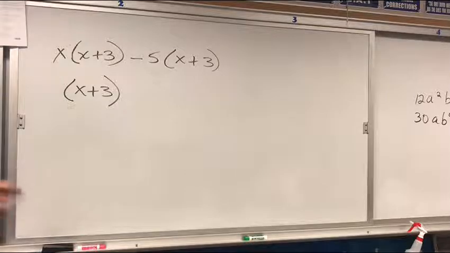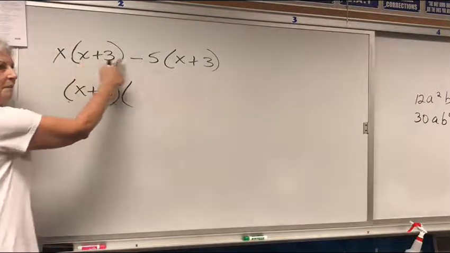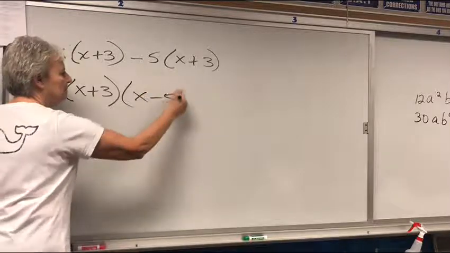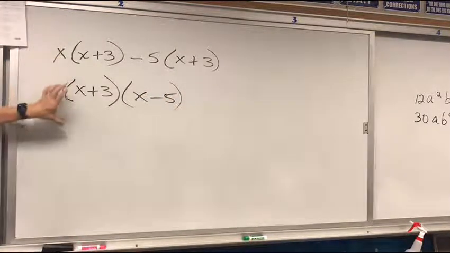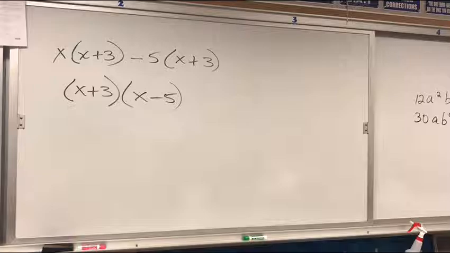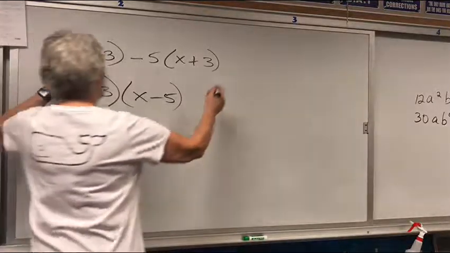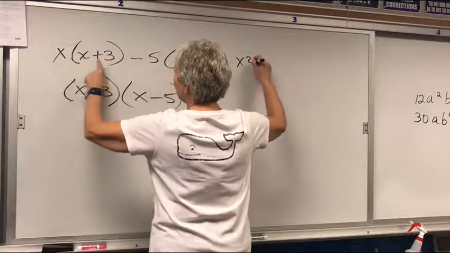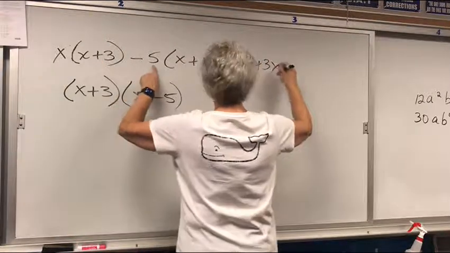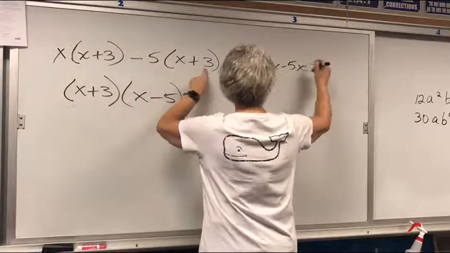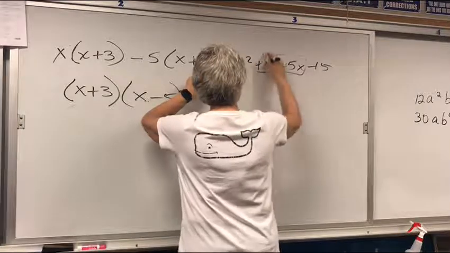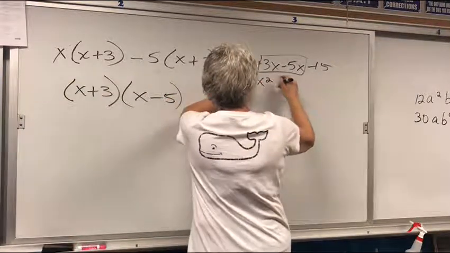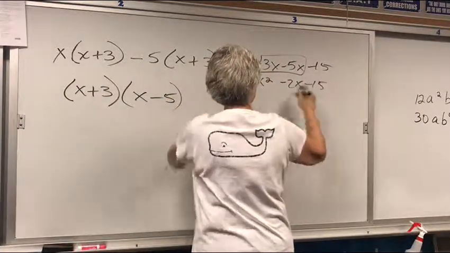Now we're going to make a binomial times a binomial. What did I forget to write down? This is up there, the x and the negative 5. This is equal to this. I'll prove it to you. This is x squared plus 3x minus 5x minus 15. Add like terms. X squared minus 2x minus 15.